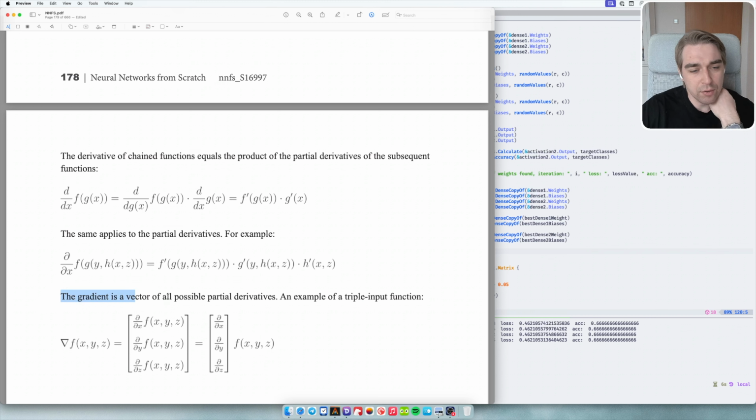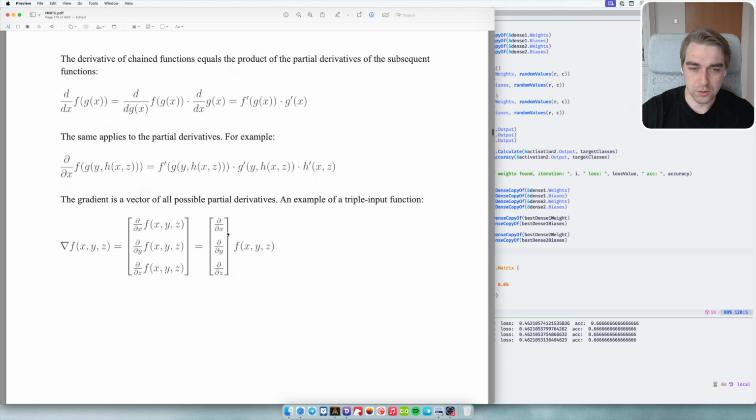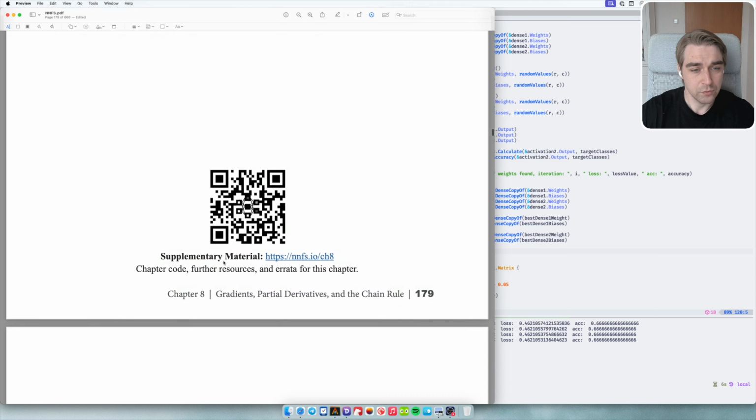The gradient is a vector of all possible partial derivatives, an example of a triple input function. So yeah, we have nabla that shows the gradient. Then we have three variables, and we take the partial derivatives with respect to each variable, and then it gives us the vector of the derivatives, right?